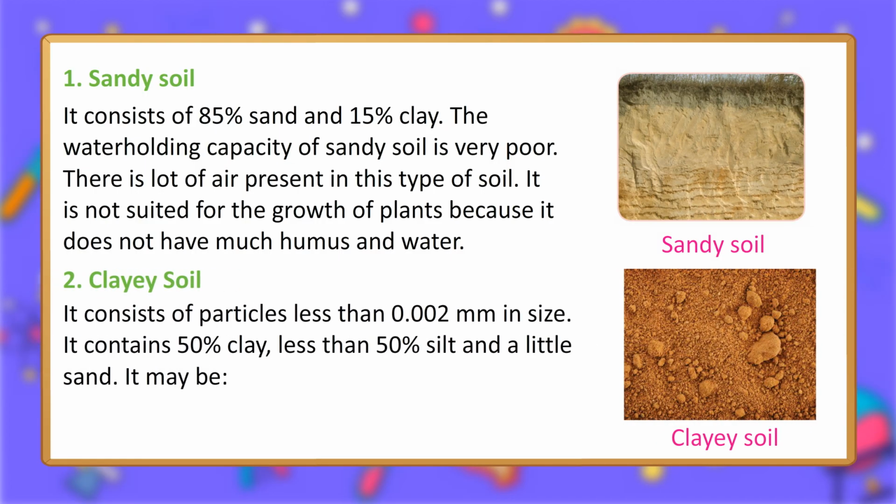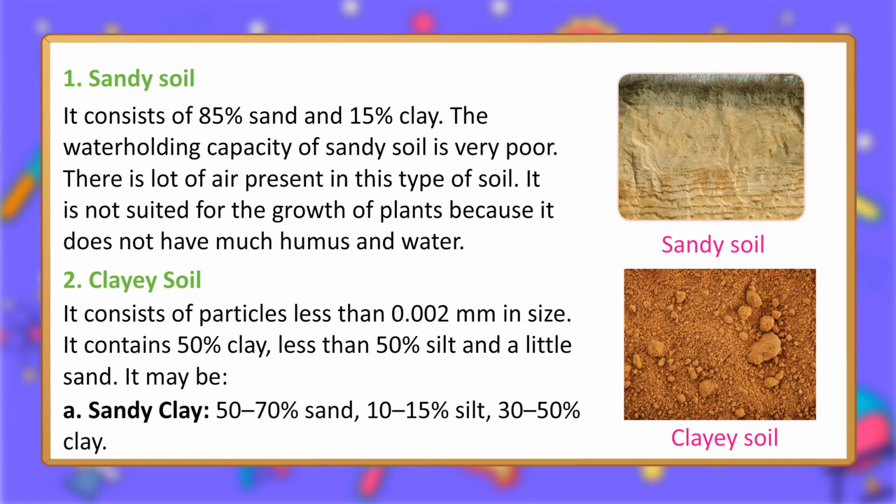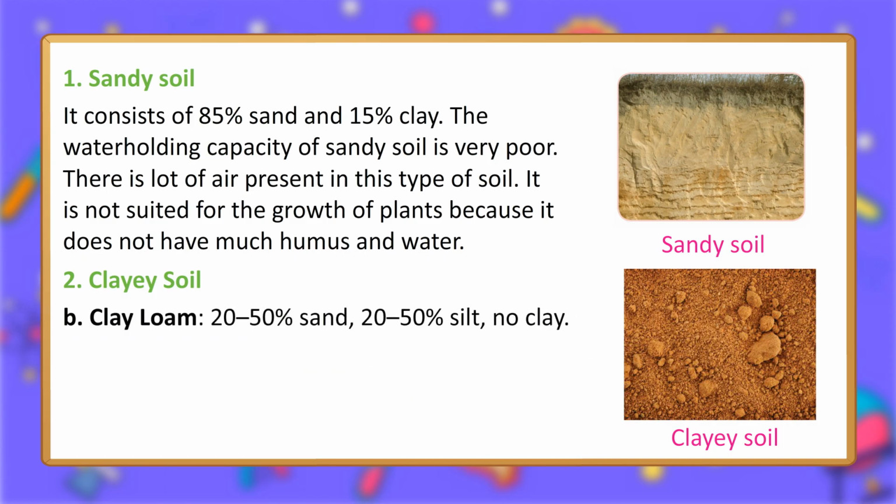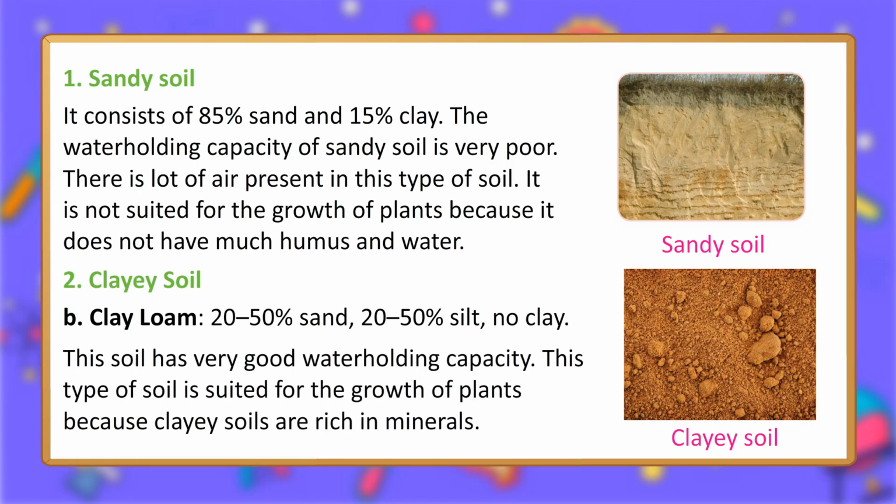2. Clayey soil. It consists of particles less than 0.002 mm in size. It contains 50% clay, less than 50% silt and a little sand. It may be A. Sandy clay, 50 to 70% sand, 10 to 15% silt, 30 to 50% clay. B. Clay loam, 20 to 50% sand, 20 to 50% silt, no clay. This soil has very good water holding capacity. This type of soil is suited for the growth of plants because clayey soils are rich in minerals.